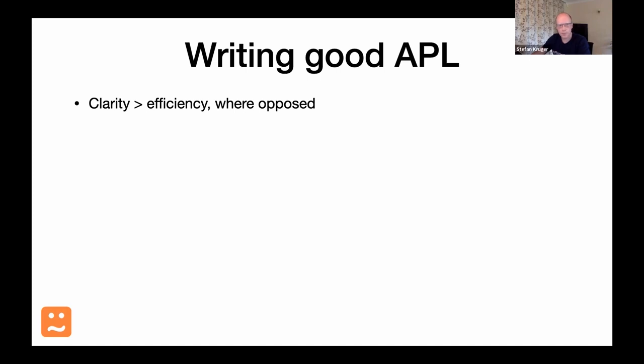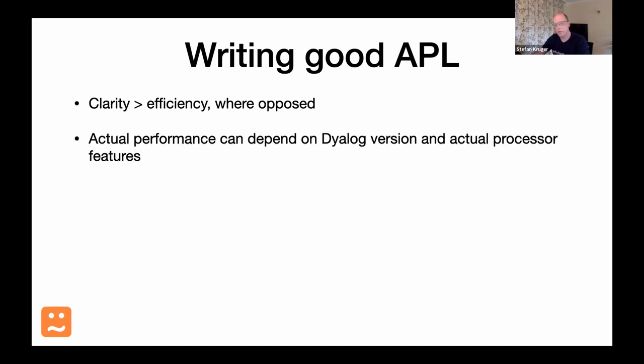Now, the actual performance that you get doesn't only depend on your code. Obviously, writing good code helps, but also the version of your Dyalog interpreter and the processor features matter. I'm on the latest 18.2 beta. I didn't get a chance to update to the proper one yet. And I'm on an aging low-spec Mac for this presentation.